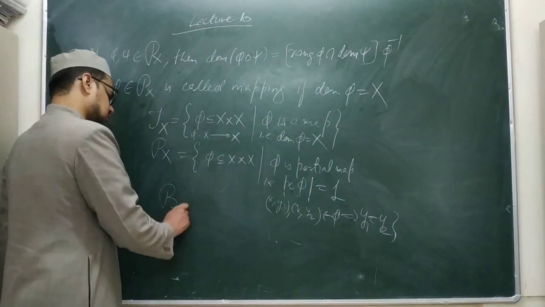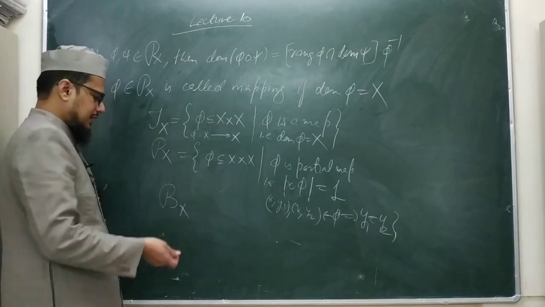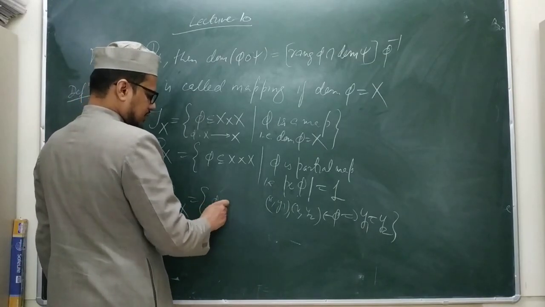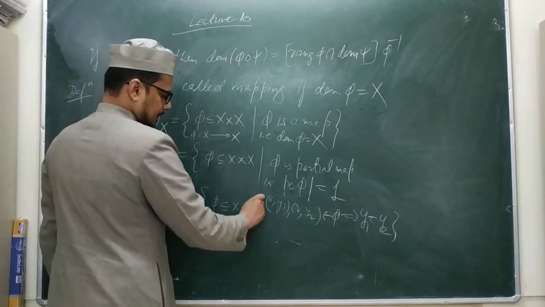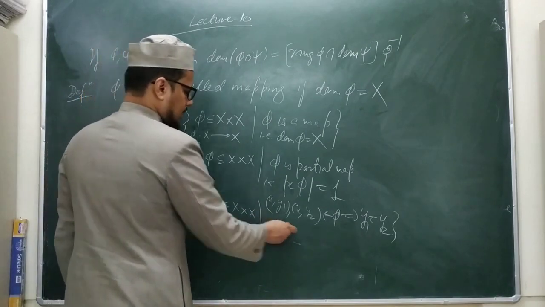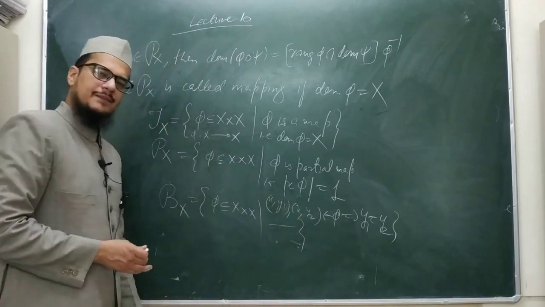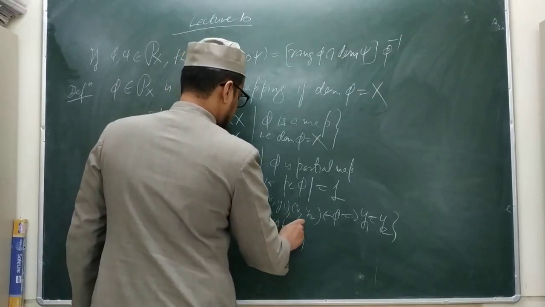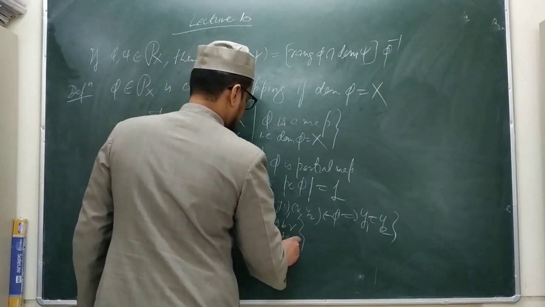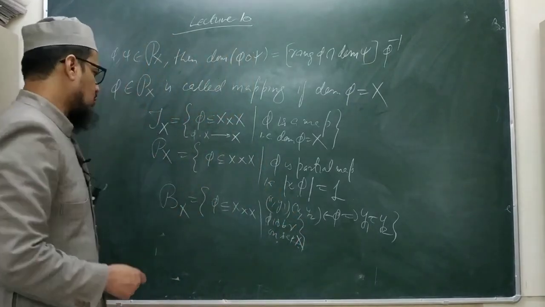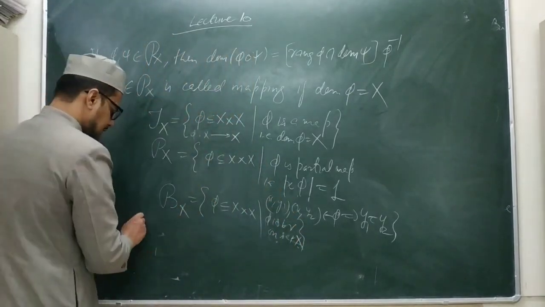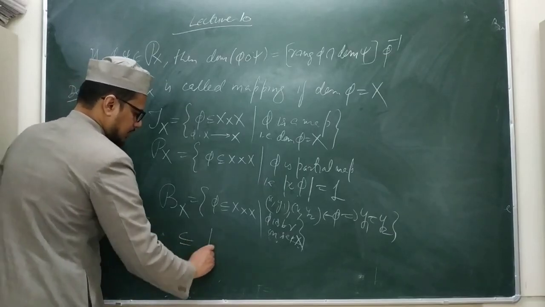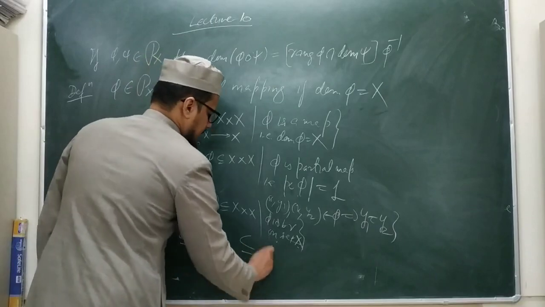And what is this? This is the set of all binary relations, that is a collection of all binary relations. Phi is a binary relation on set x. If you collect all binary relations, what is the relation between all these? You see that tau x is contained in px and it is contained in bx.